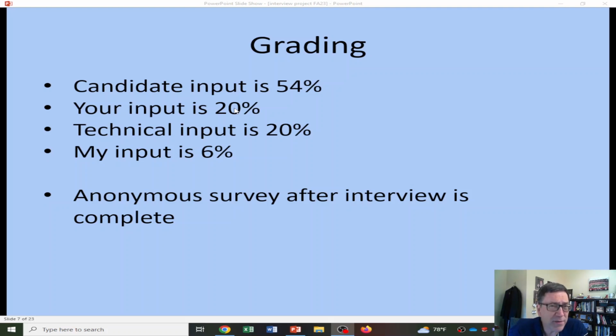If you've done everything I've asked you to do so far, 46% ought to go pretty well, and then it's just a matter of making sure that the things you do in the interview are done in such a way that the candidates give you really good scores. So let's look into the individual pieces of this grading and see where these numbers come from.